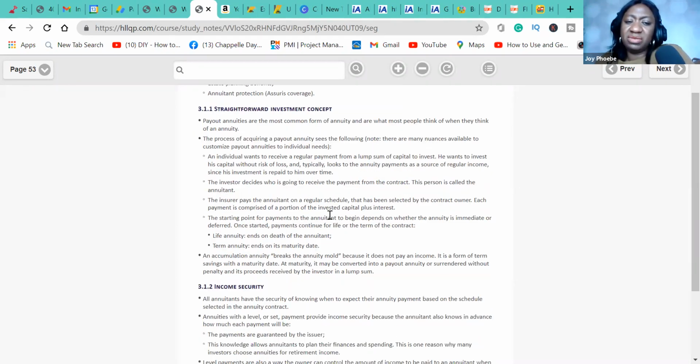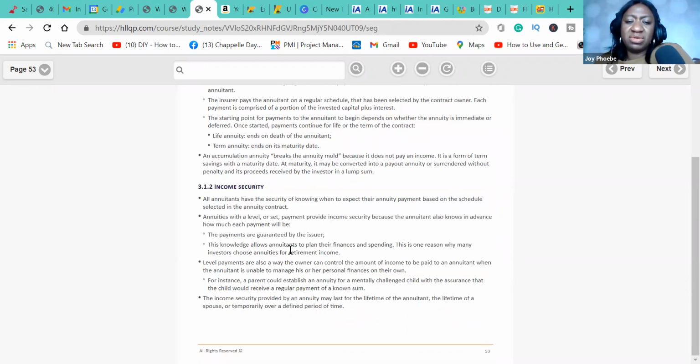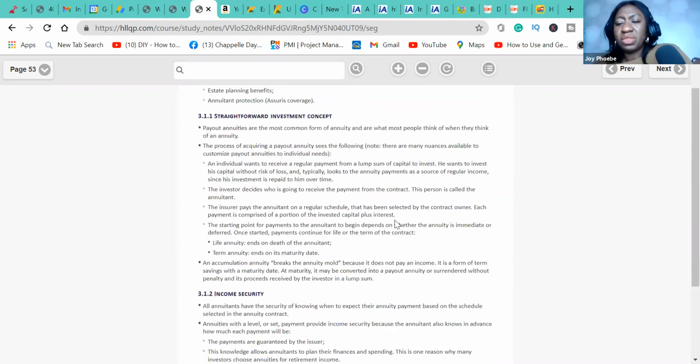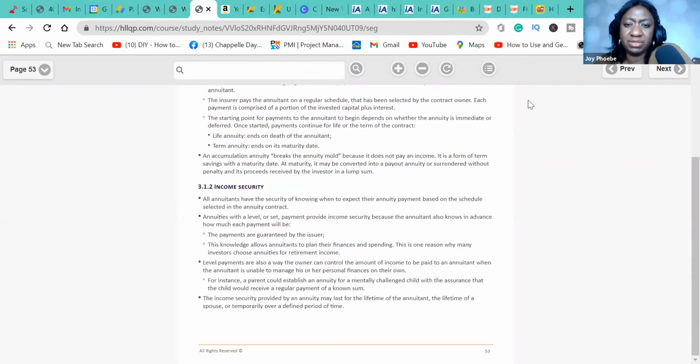Income security: annuities provide security for income, and knowing when you are expecting that income provides lots of peace of mind for a lot of people. You don't have to worry about what is coming or unexpected movements in the market and how they can affect your investment. Annuities provide that straightforward security for your investment.